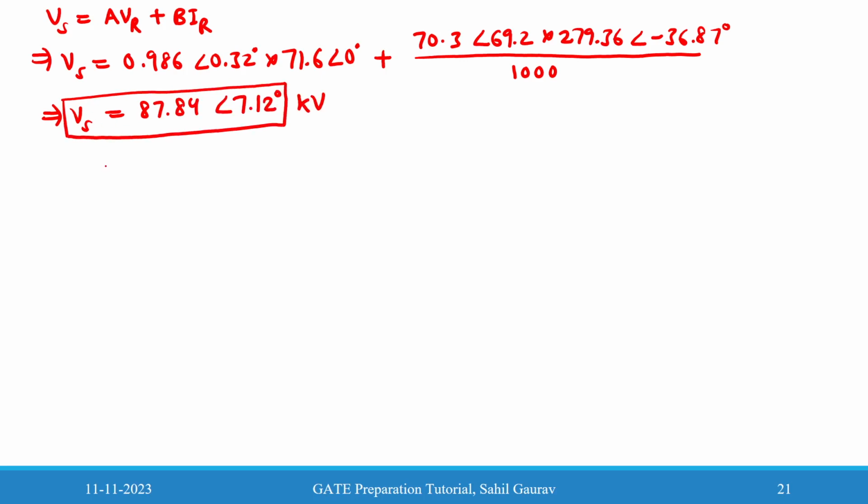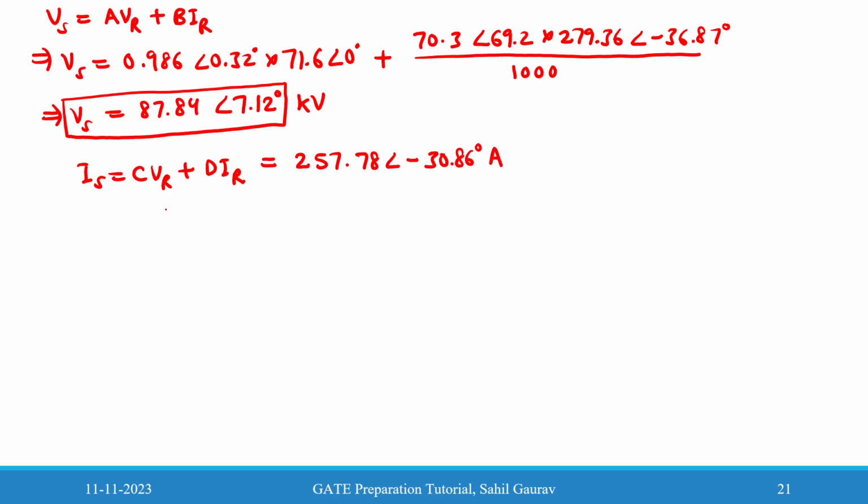And similarly we are going to find Is, which is equal to CVR plus DIR. To substitute all these values, I am not writing this again. So you will get the Is value as 257.78 at the angle of minus 30.86 ampere.